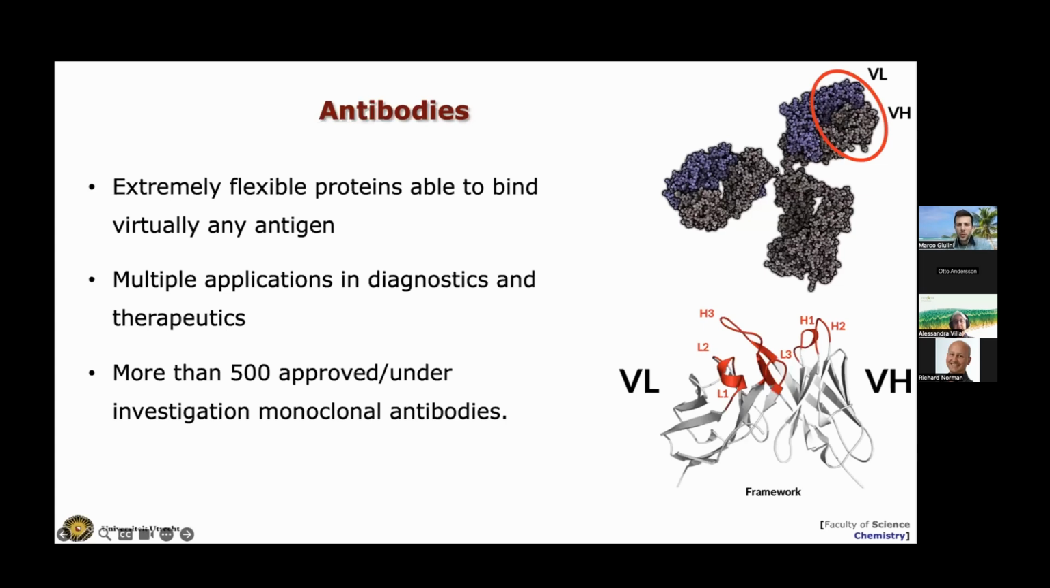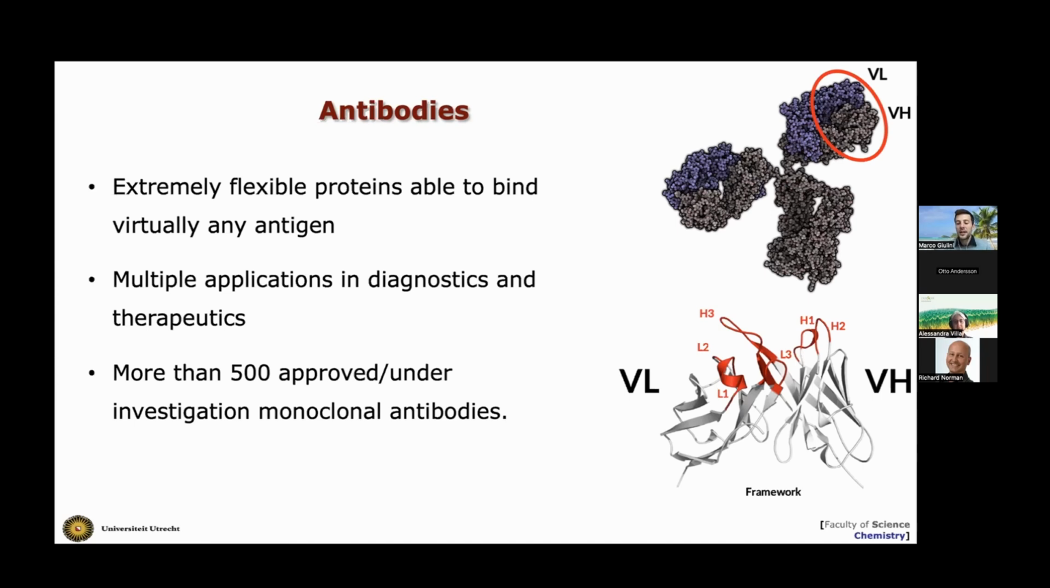And what is happening here is that on the two tips of the Y, we have the variable domains of the light and the heavy chains. And on these variable domains, we have 6 loops that you can see here at the bottom, 3 on the light chain and 3 on the heavy chain. And these loops are able to bind the antigen molecules.